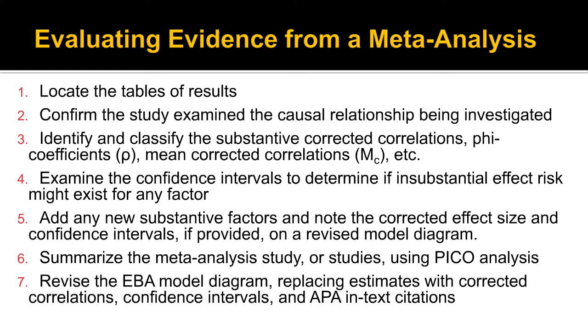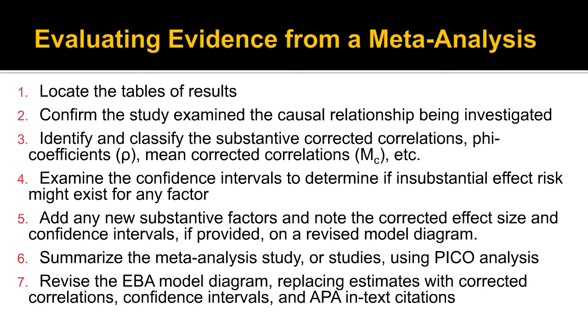Third, we have to determine which effects are substantive based on the corrected correlations being greater than 0.3. The corrected correlation is also called a phi coefficient, as I mentioned earlier. The symbol used for the phi coefficient looks like an italicized P, but is actually the Greek letter rho, R-H-O.